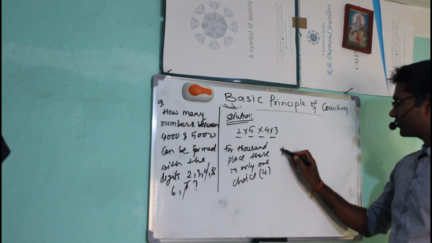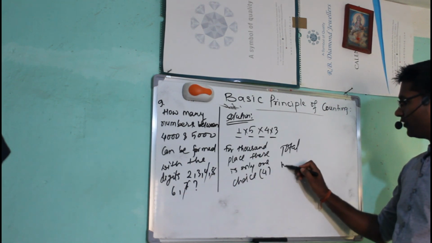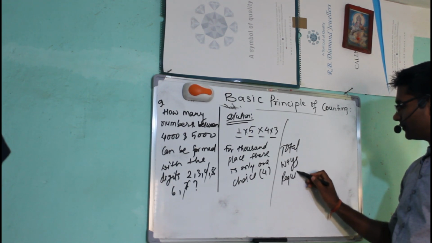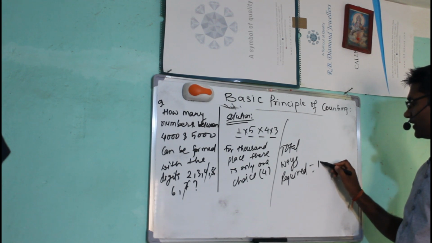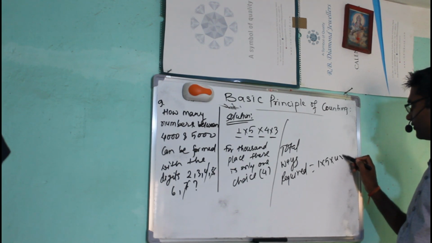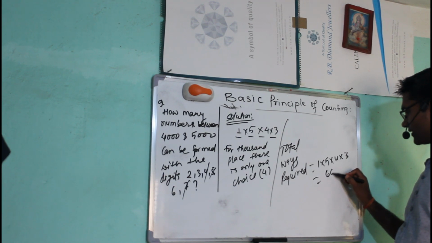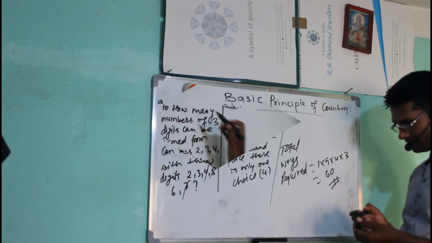So the total ways required will be simply 1 into 5 into 4 into 3. So it is 20 into 3. It is simply 60. And that's your answer.